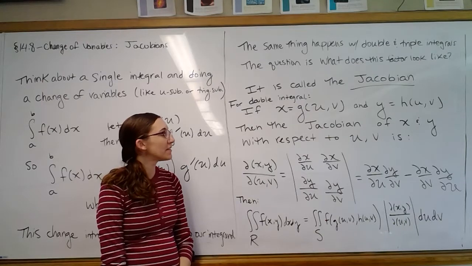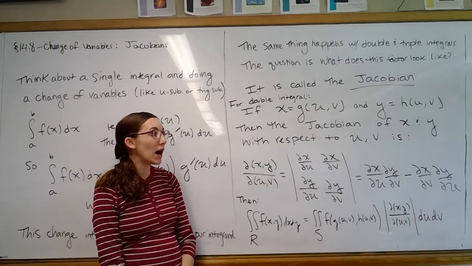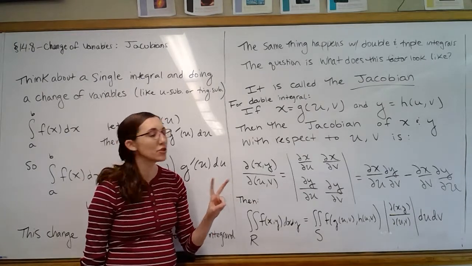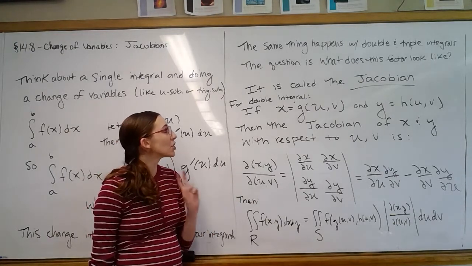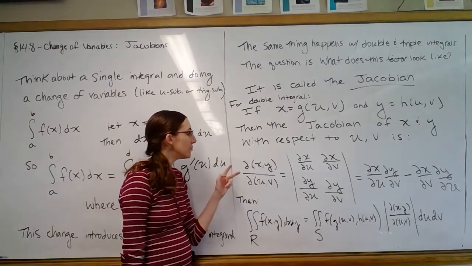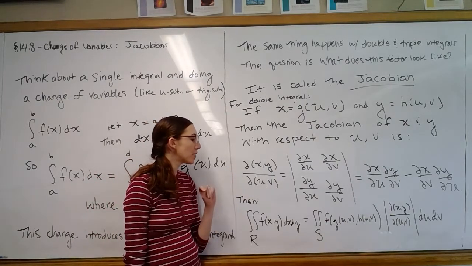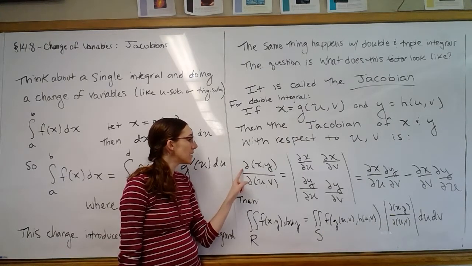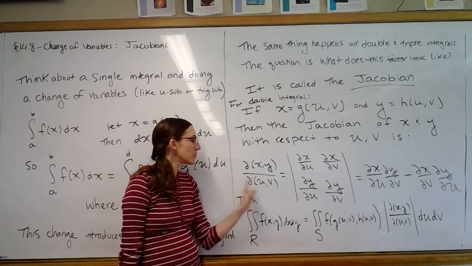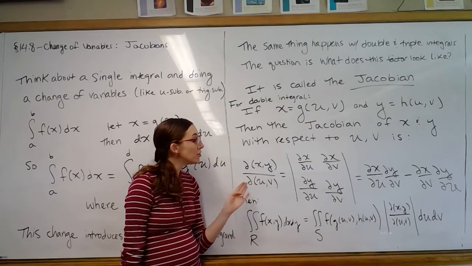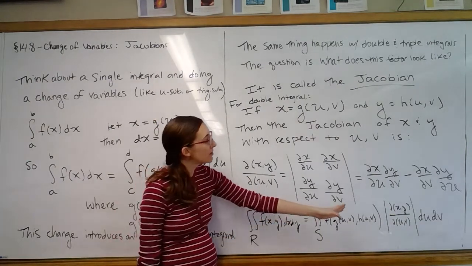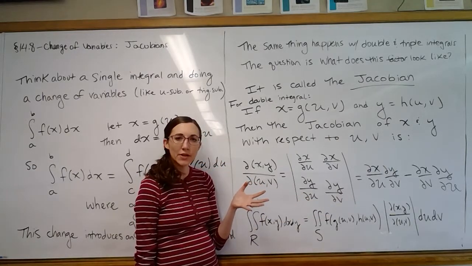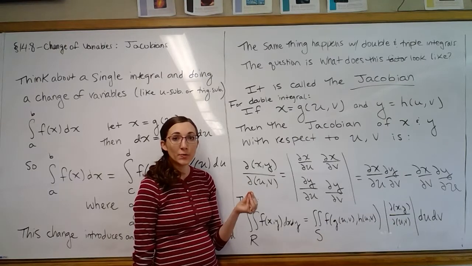Then the way that we define the Jacobian of x and y, which is really for a double integral, like if I've got two variables and I'm switching to two different variables, is this. The Jacobian of x and y with respect to u and v is represented with that same partial symbol out front. And the way that we do it is we set it up using that determinant notation that we used when we did cross products.